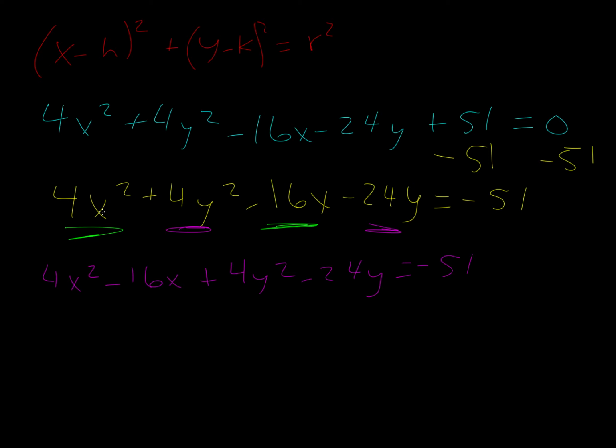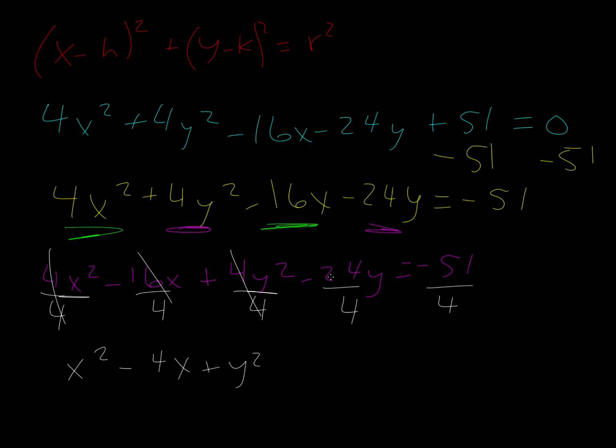Now, after this, we want to divide out the term that's the leading coefficient. Because it's a circle, the leading coefficient is going to be the same for x and y, so you don't have to really worry which one you're doing. But we're going to divide everything by 4. So those cancel, those cancel and leave a 4. Those cancel completely. And then the 24 divided by 4 is going to be negative 6. And then negative 51 fourths.